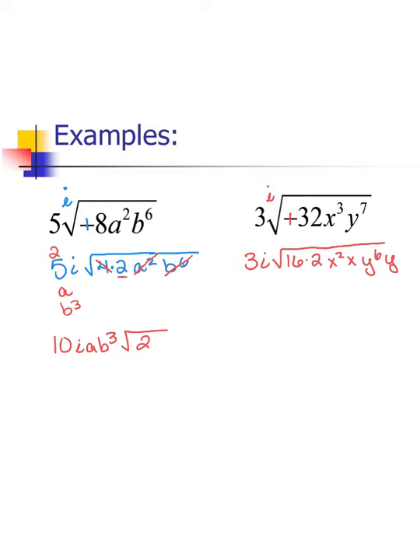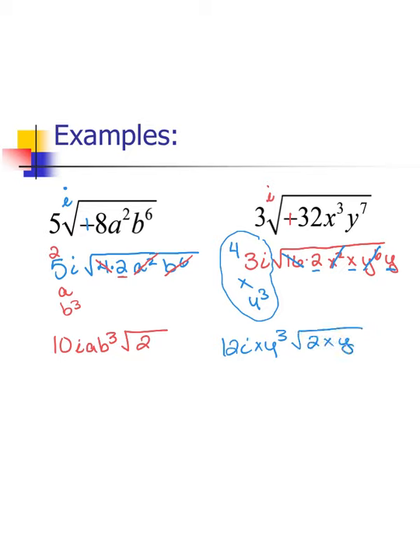Now I'm going to square root what I can. The square root of 16 is 4. The 2 cannot be simplified or square rooted. The square root of x squared is x. You cannot square root a single x. The square root of y to the 6th is y to the 3rd. I cannot simplify a y. I'm going to now multiply everything that's in front. So I end up with 12i x y to the 3rd. And under the radical, I still have a 2, an x, and a y.